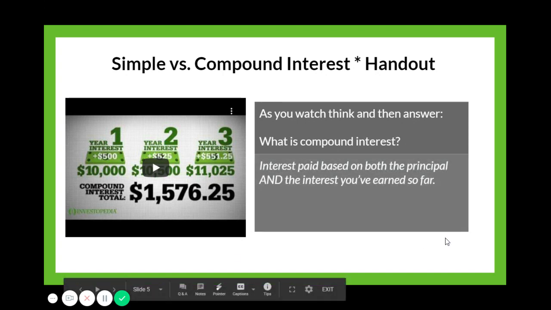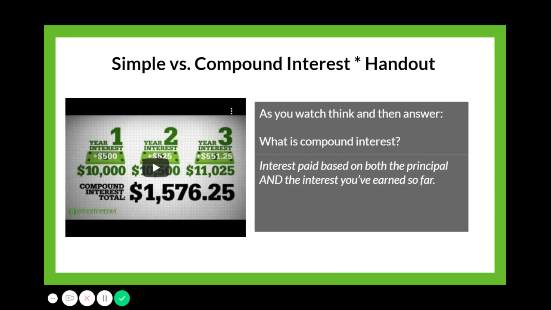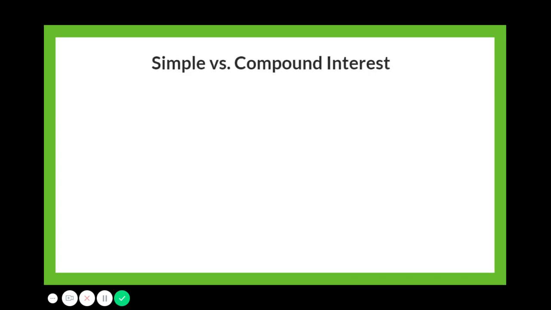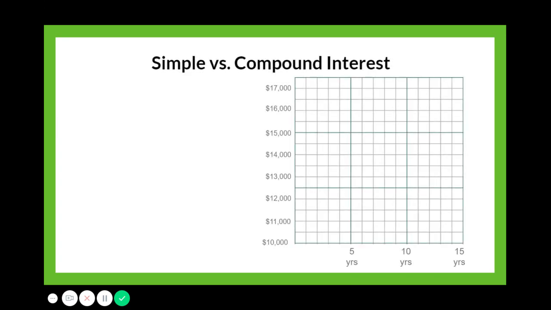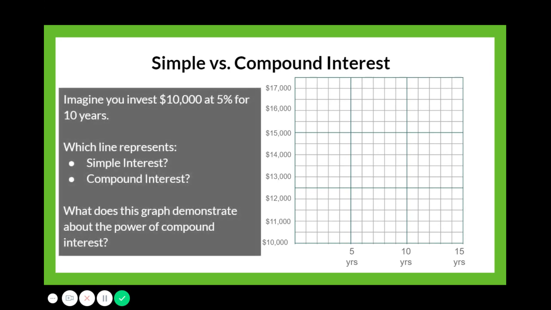A simple definition of compound interest is interest paid based on both the principal and the interest you've earned so far. If we take the same example from the video and graph it, we can see that $10,000 at 5% for 10 years instead of the 3 years the video gave you. Think about which line represents the simple interest and which line represents the compound interest?